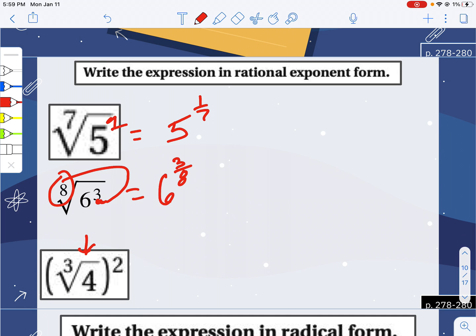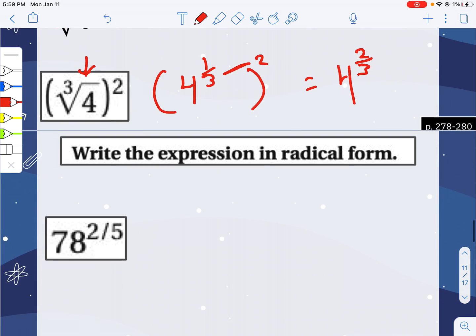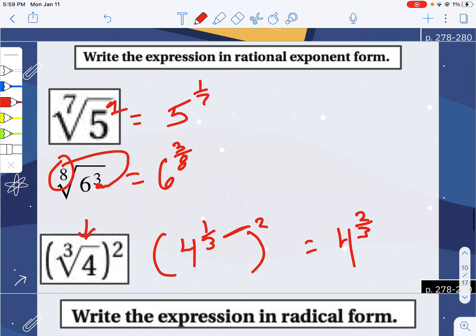Now in this case, first we need to look at rewriting this cubed root of 4, because these parentheses mean we need to deal with that first. So this would be 4 to the 1/3 power squared. Now with our exponent rules that we looked at earlier last week, we know that we would multiply these two. So that would give us 4 to the 2/3 would be how we rewrite that. So that's one set of directions you might see. Write the expression in a rational exponent form.